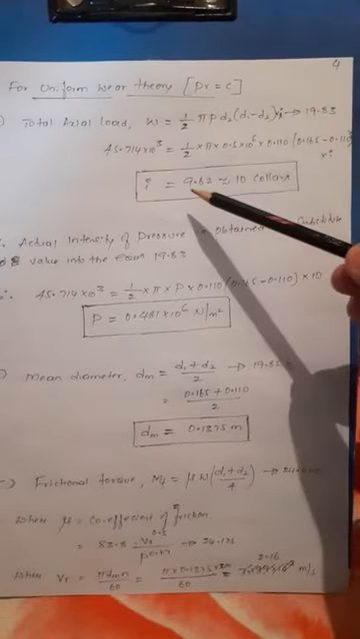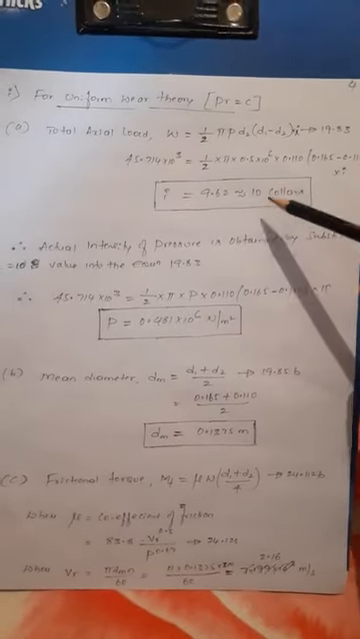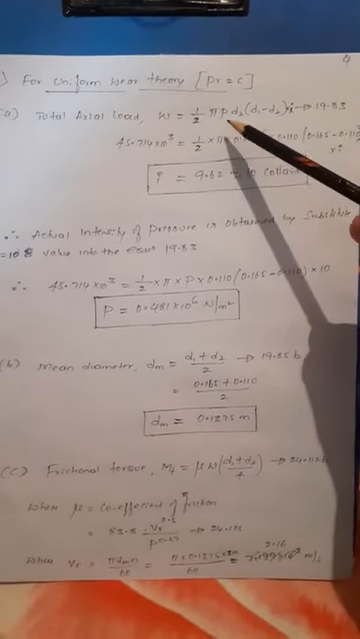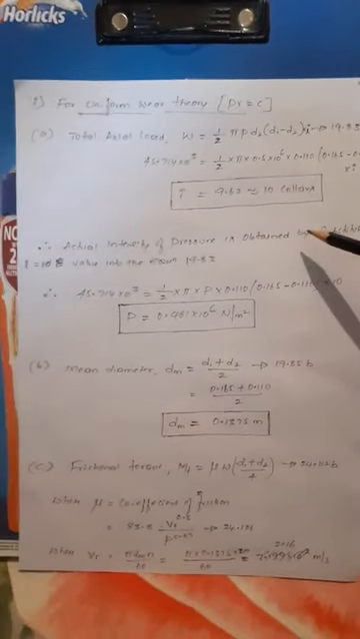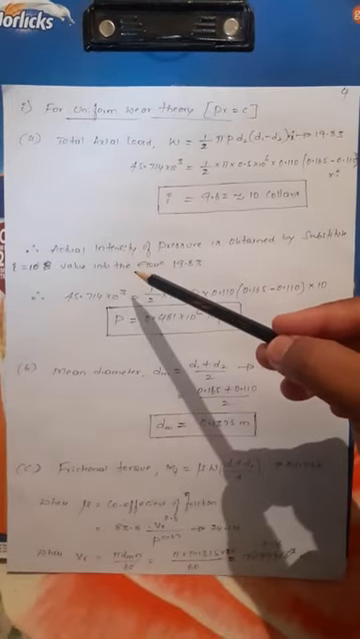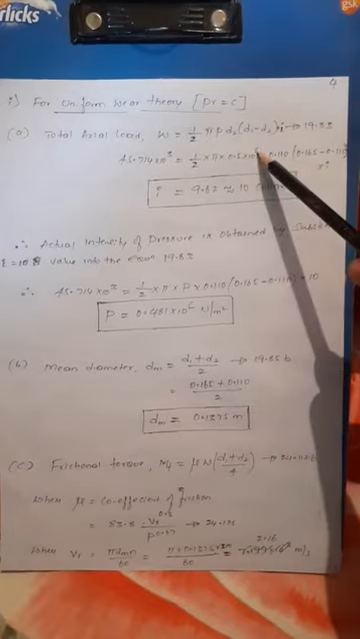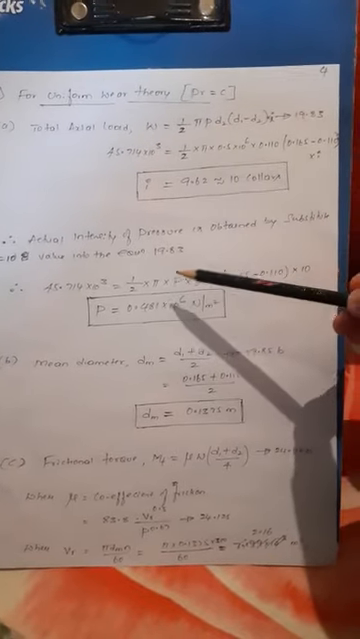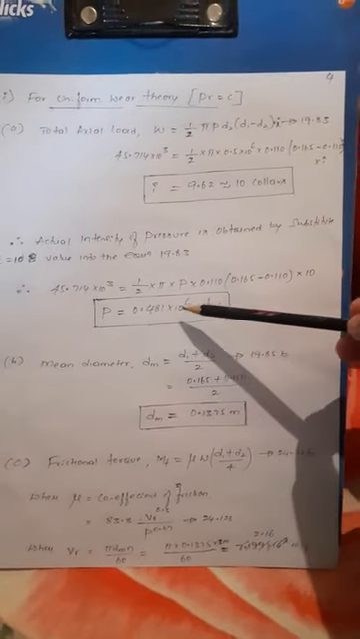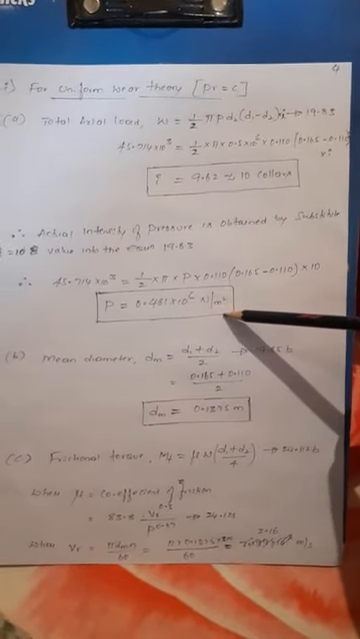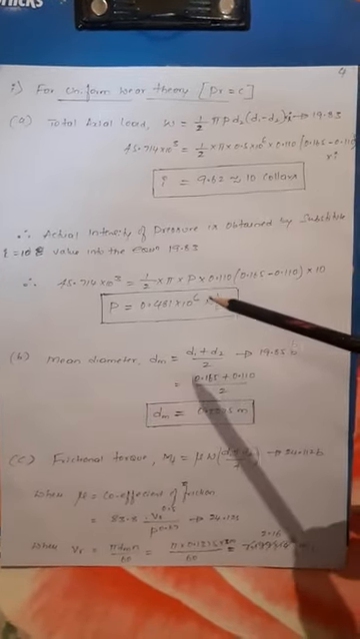When you substitute, you'll get 9.62. The number is rounded off to 10 collars. Once you get 10 collars, P is the intensity of the pressure. Now the actual intensity of pressure is obtained by substituting I equal to 10 into equation number 19.83. Use the same formula, but now P is unknown. Then we get the actual intensity of pressure as 0.481 into 10 to the power of 6 Newton per meter square. The total axial load is the basis from which you calculate the number of collars.